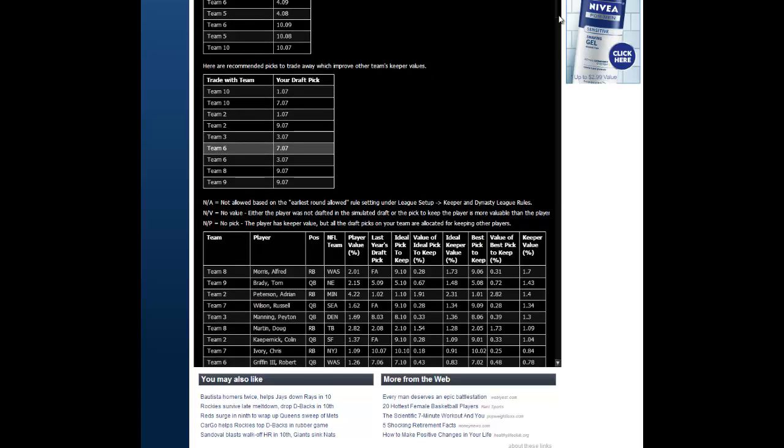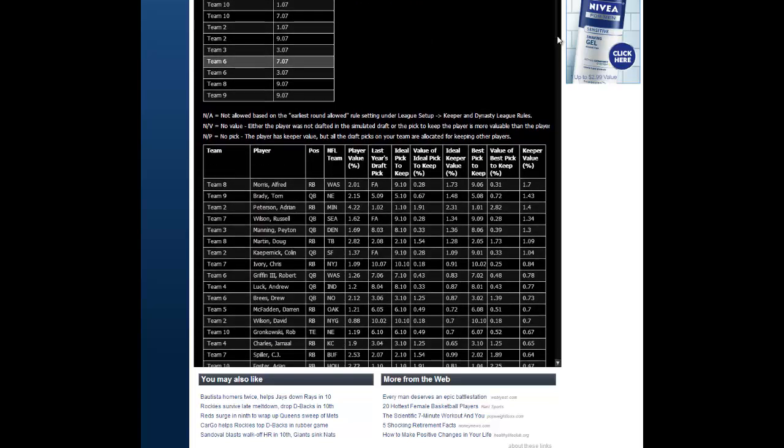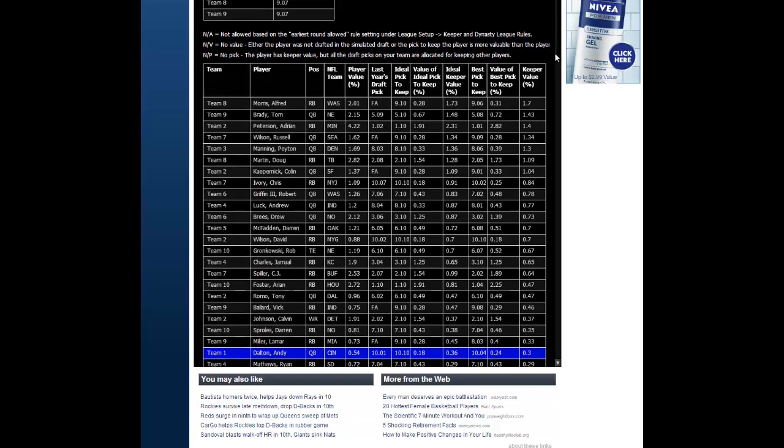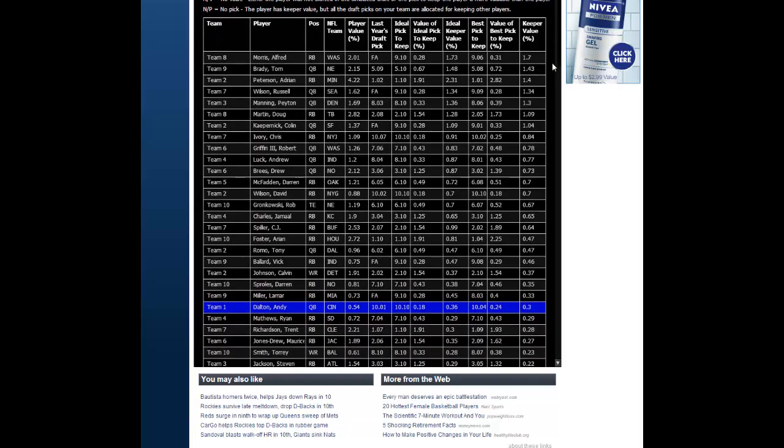Not only that, it gives us an entire table here of all the players that, hey, we might be able to make good keeper values with. Let's see if maybe we can trade for Alfred Morris. He is probably the best keeper in this league, which makes sense because he was a free agent last year. Tom Brady's a great keeper value. He was selected late last year. So all of this is showing us keeper values and sorting the players by it and showing us maybe what players we can target to improve our teams.